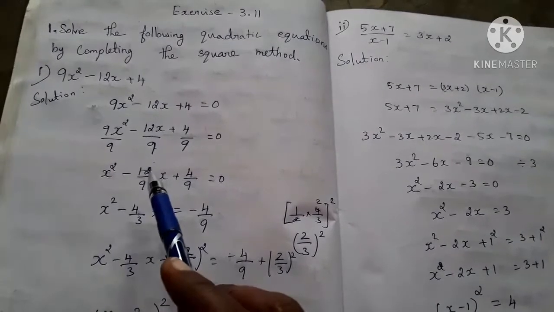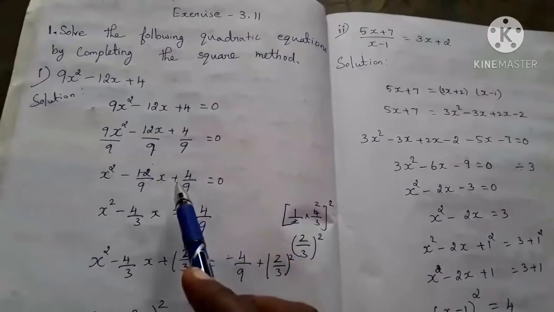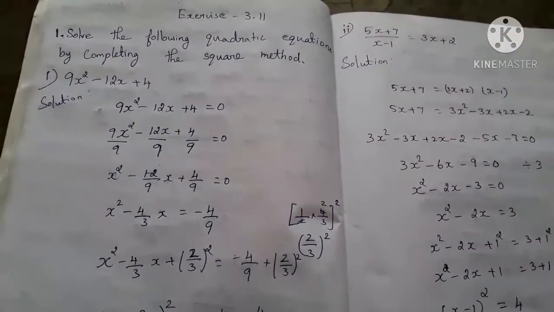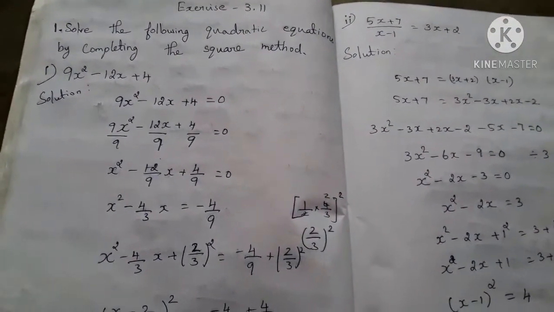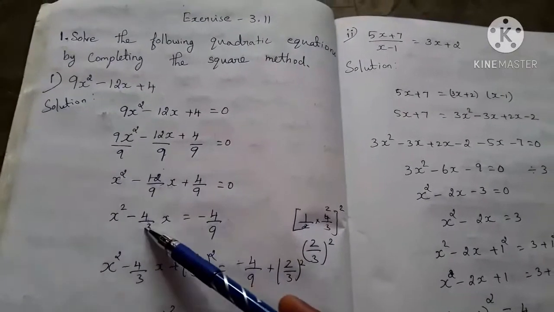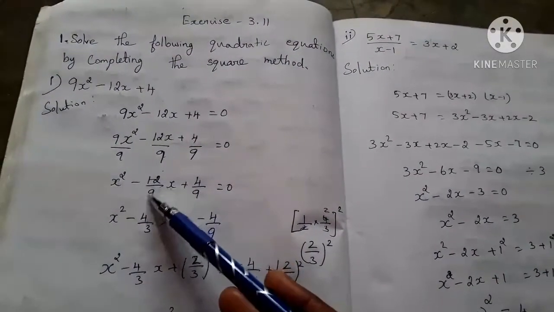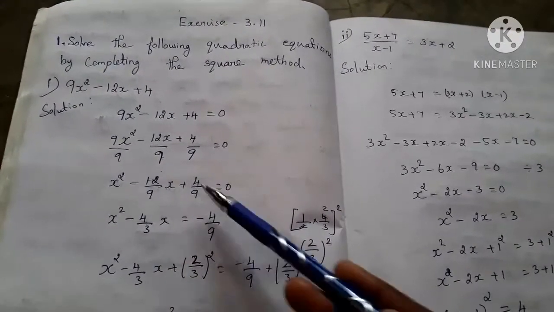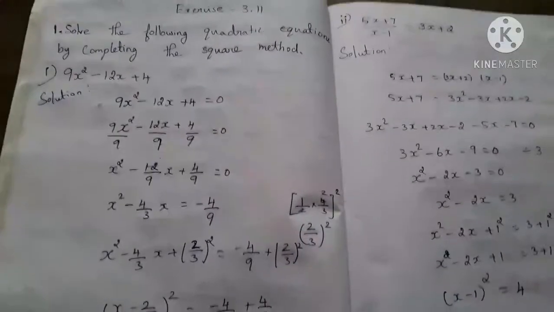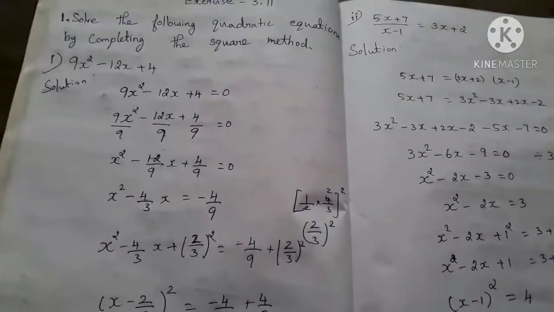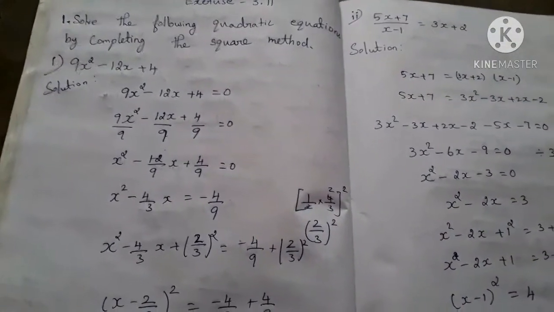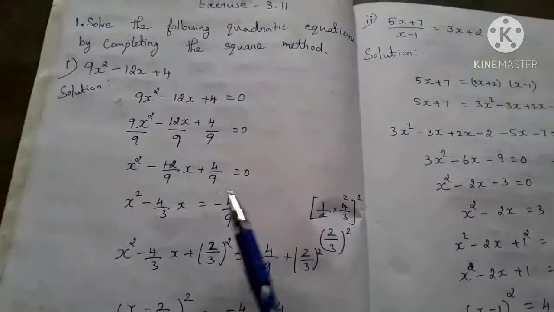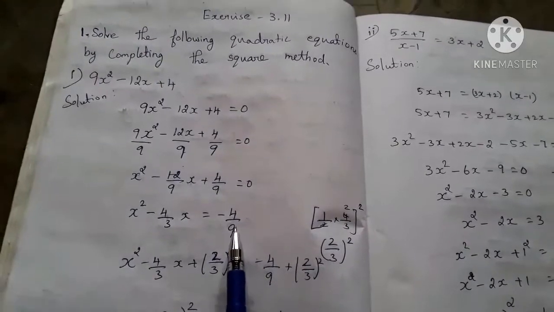Next, second step: the constant term, you have to bring to the right side. So x squared minus 4 by 3, since 4 threes are 12, 3 threes are 9. So x squared minus 4 by 3x is equal to minus 4 by 9, as the plus comes to this side as minus. So first step, divide by the coefficient of x squared. Second step, bring the constant term to the right side.